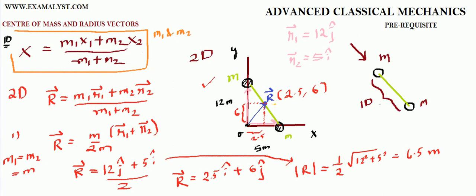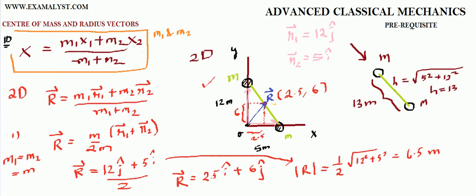How to find it? You see, this part is 5 and this part is 12. Agreed? So we can use Pythagoras theorem to find the hypotenuse. This will act as the hypotenuse. The hypotenuse is the square root of base squared plus perpendicular squared. So we have 5 squared and 12 squared. Anyway, the hypotenuse value will be 13. So the distance between the two masses is actually 13 meters.